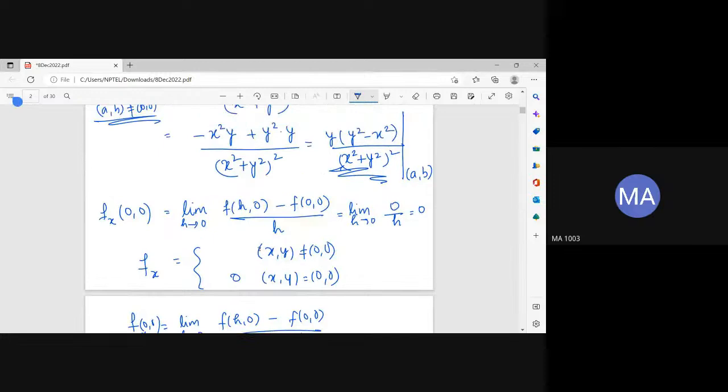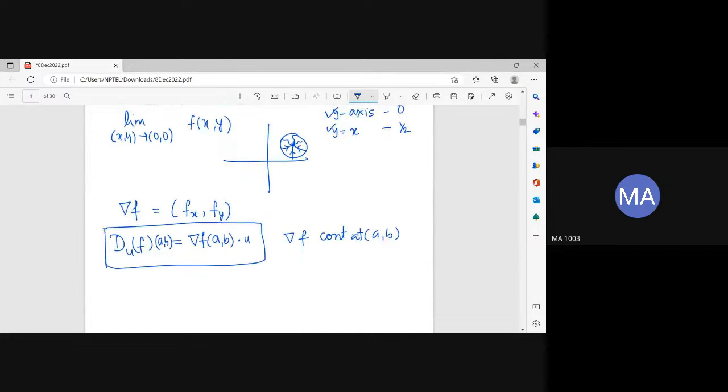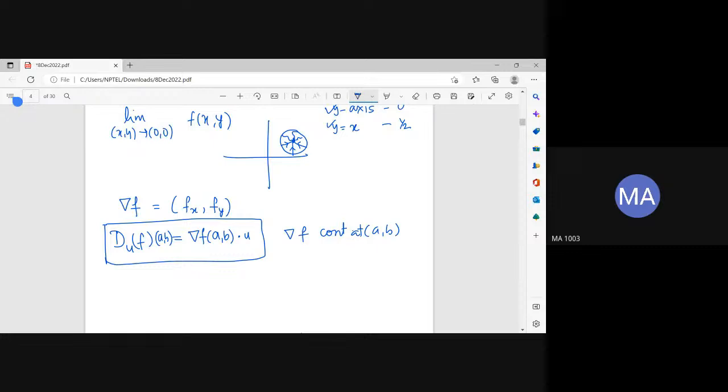So is this function continuous or not? You have to check. If it is continuous, then you have to check fy. If fy is also continuous, then you can use this formula. Otherwise, you cannot use this formula. But most of the problems that we deal with are all polynomials, so they are continuous everywhere, nice functions. So in most of the cases, you can do this, right?